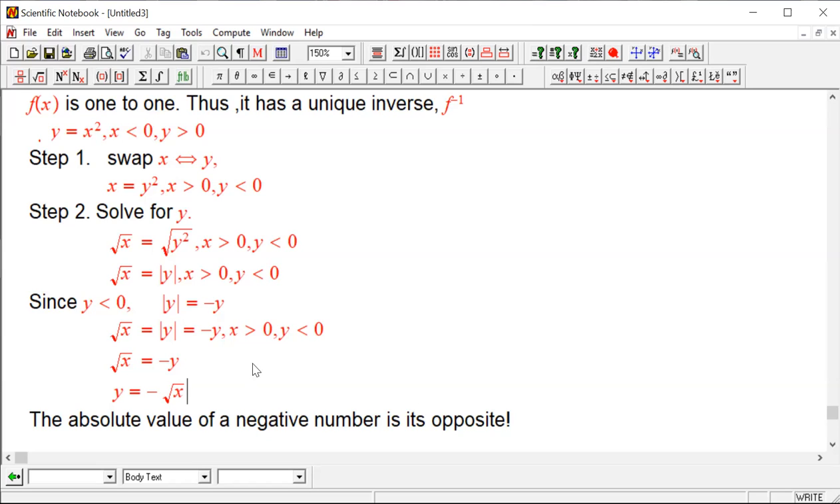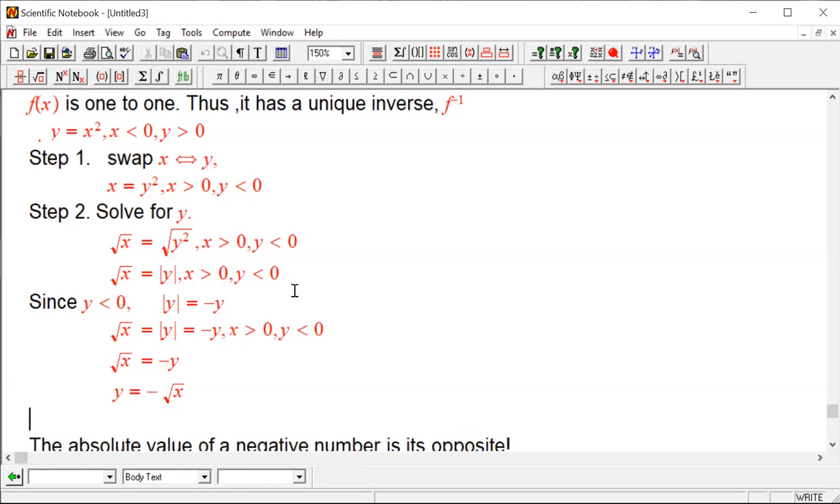But anyway, we found our inverse. And what's our inverse? Finally, our inverse is this guy. Our inverse is negative of square root of x. That's the difference. Okay, where x is positive. So now let's look at the graph.